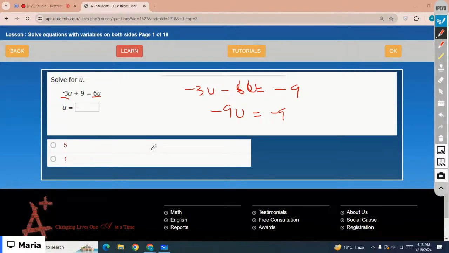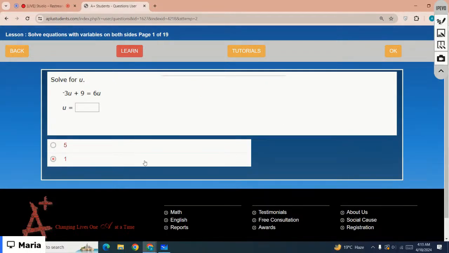The correct option is u equals 1, right? Option number 2 is the correct option.